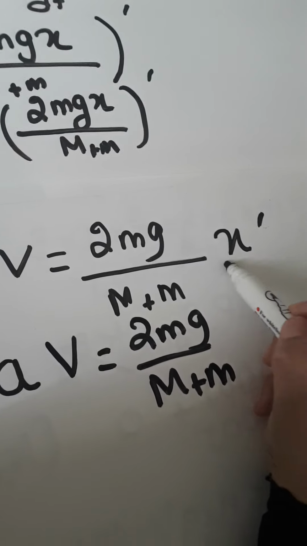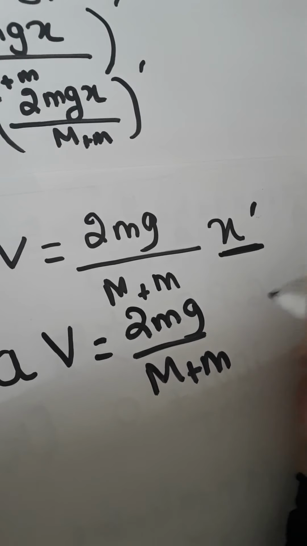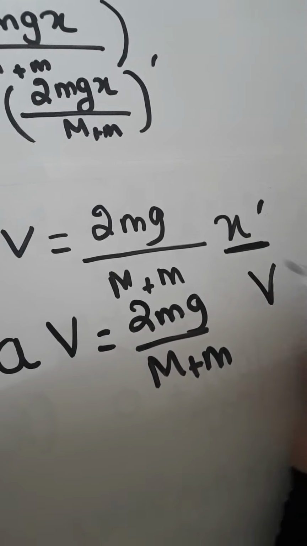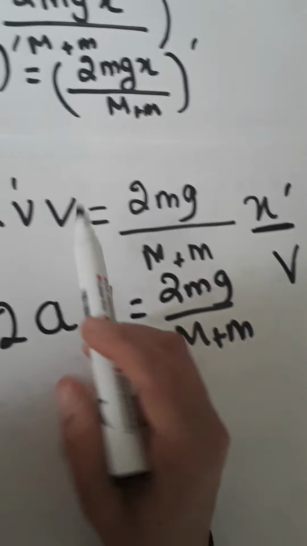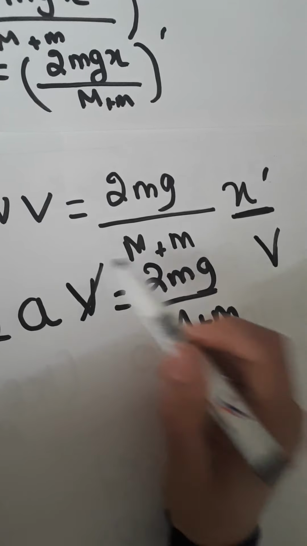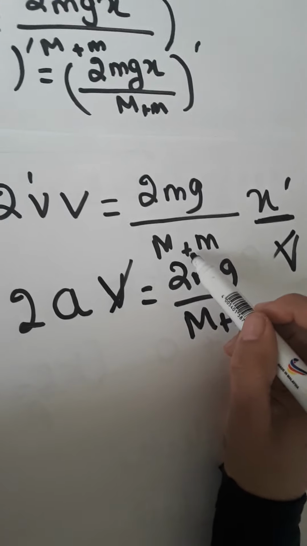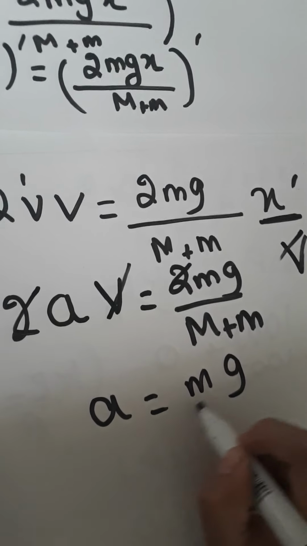What is x prime? What is the derivative of position with respect to time? It's a grade 10 question. Everybody knows that the variation of position with respect to time is v. So here I used two relations: v prime is a and x prime is v. V and v will cancel out. Easy. 2 and 2 will cancel out. Then a is mg over M plus m.